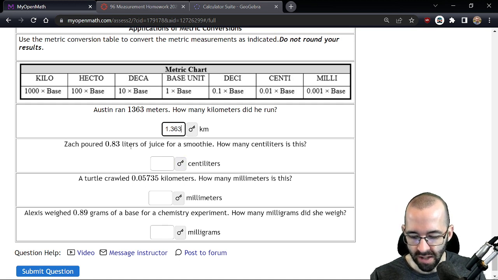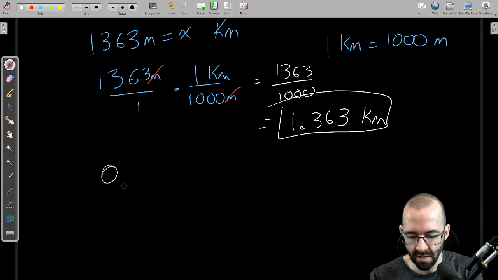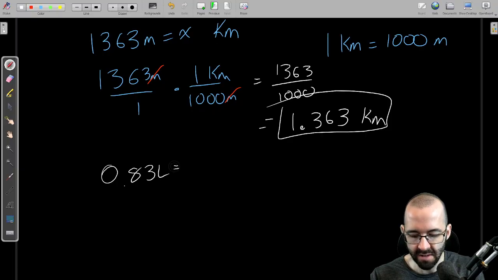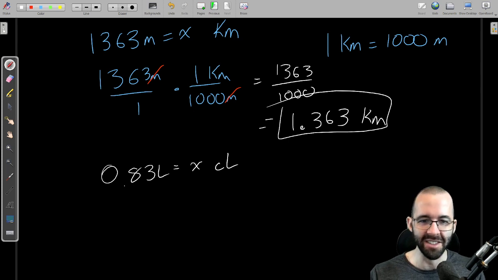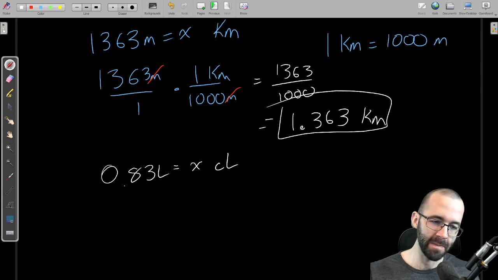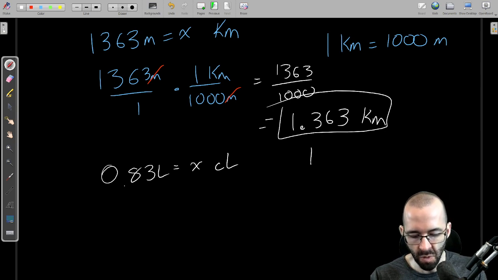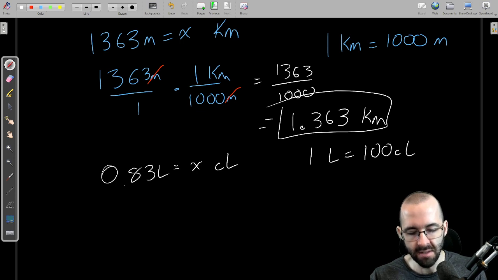And you can do the same idea. Liters of juice, 0.83 liters. And it's asking how many centiliters. Wait, am I using capital L or lowercase l? Capital L. All right, well, we know that 1 liter is 100 centiliters.